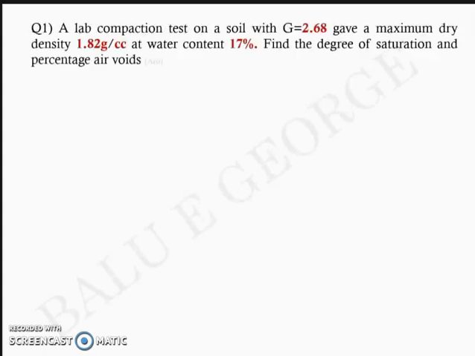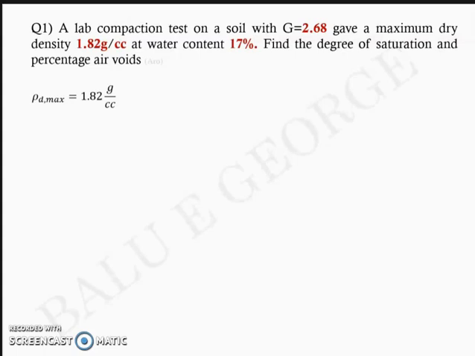Now here comes the first problem. In a lab compaction test on a soil with specific gravity 2.68, a maximum dry density was found to be 1.82 gram per cc at a water content of 17%. You're asked to find the degree of saturation and the percentage air voids. So fundamentally you are given rho d max, right? Maximum dry density. It's given as 1.82 gram per cc.